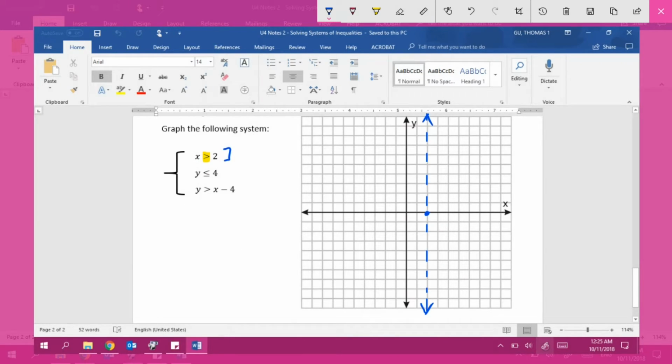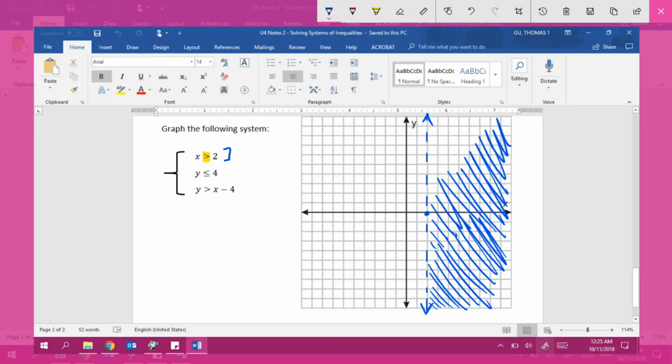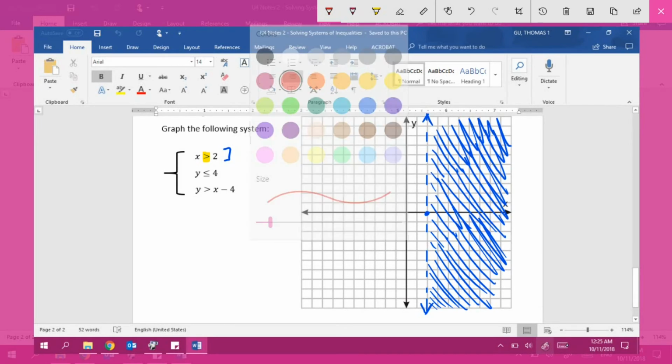Now it says x is greater than 2. So would greater than 2 be on the right side of this line or on the left side of this line? It would be on the right side of this line, because anything on the left side, the x would be smaller than 2. Think about a number line, pretty much. So there we go. We've got one shaded. On to the next one.